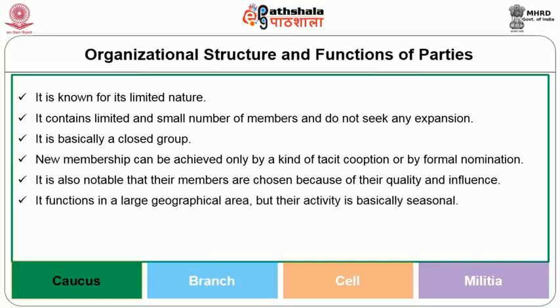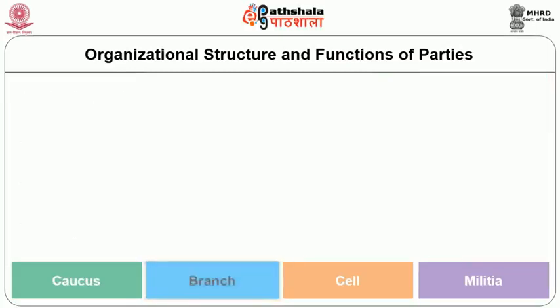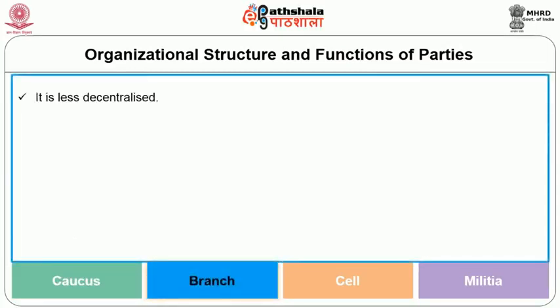It functions in a large geographical area, but its activity is basically seasonal. It reaches its peak at election times and is considerably reduced in the intervals between ballots. In short, the caucus is semi-permanent by nature. The branch is less decentralized than the caucus.